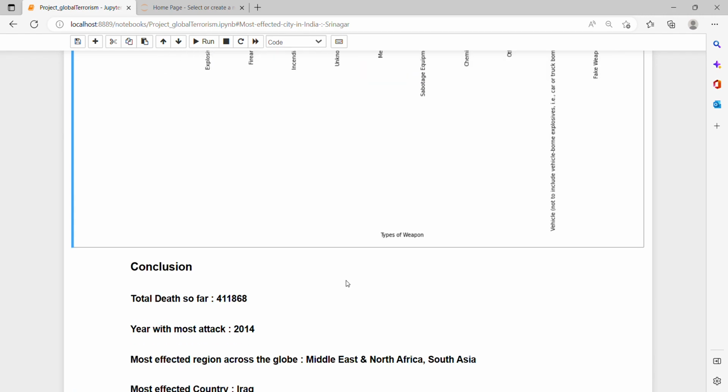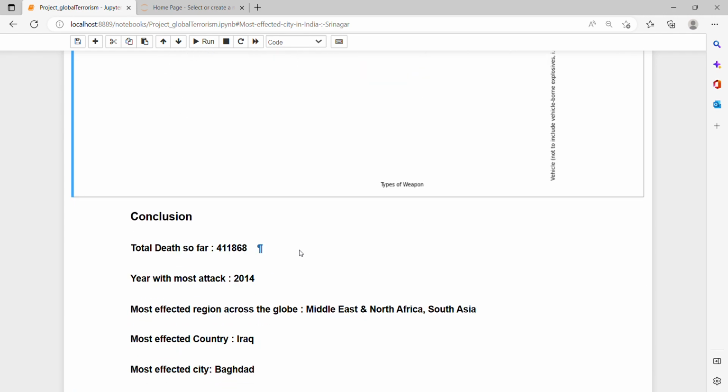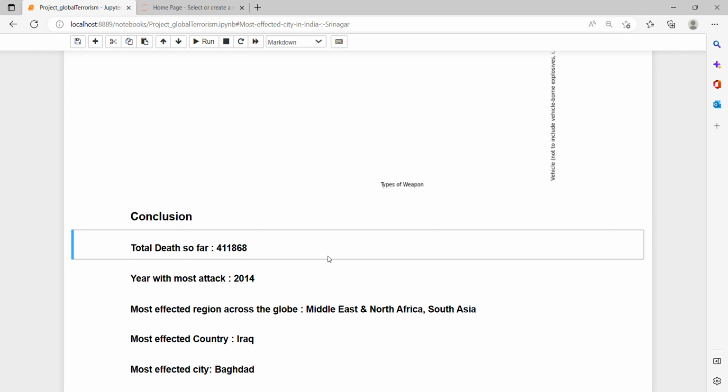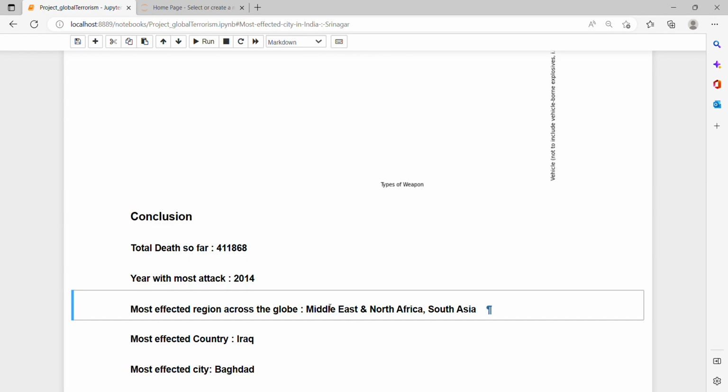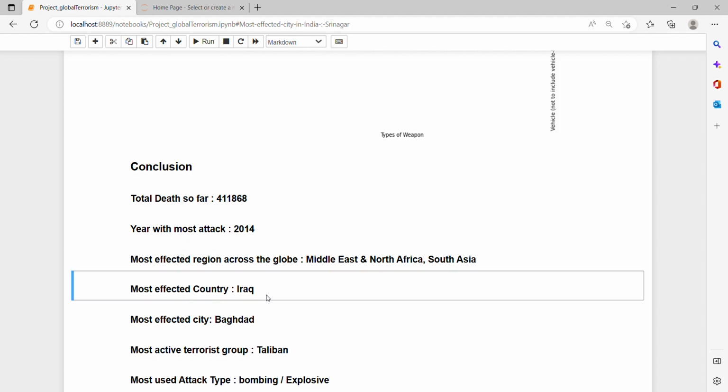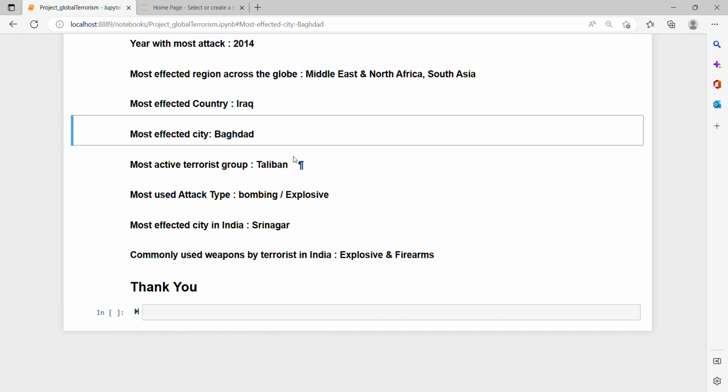Now coming to the conclusion part, the deaths which have occurred so far from terrorist attacks are 4.11 lakh. The most affected year was 2014. The most affected regions across the globe are the Middle East and North Africa and South Asia. And Iraq is the most affected country. The most affected city is Baghdad.